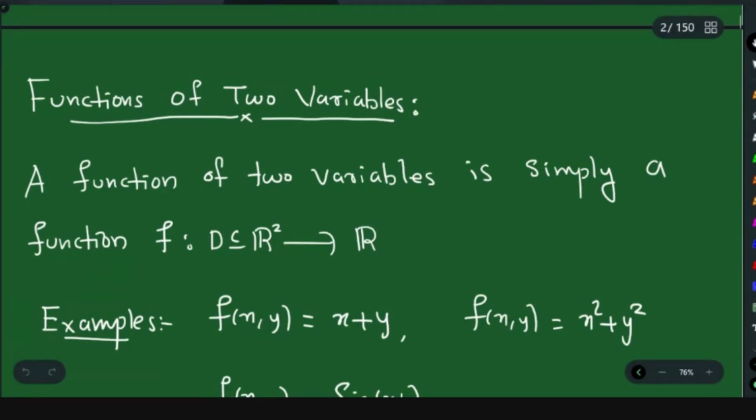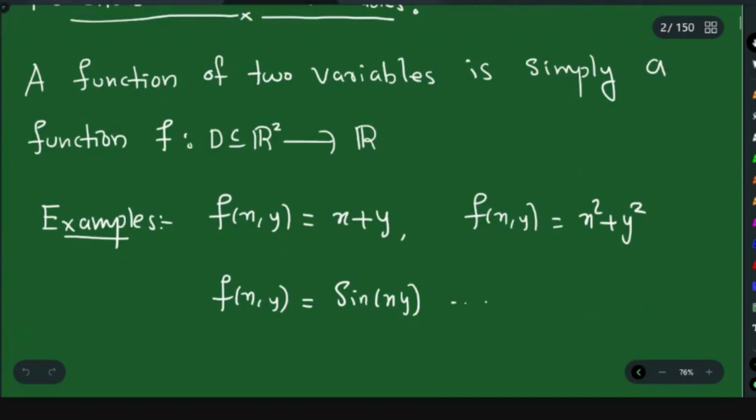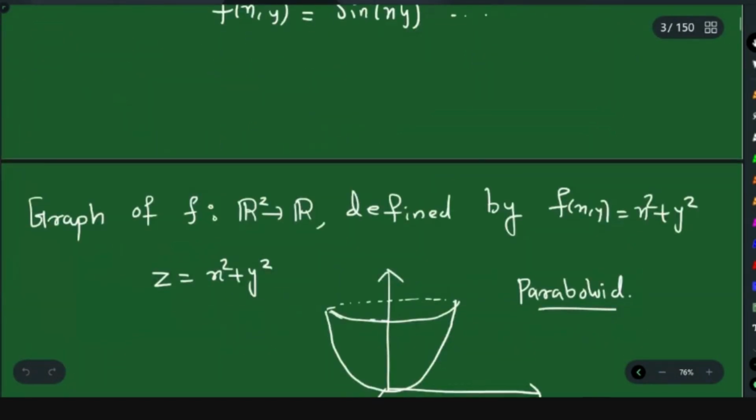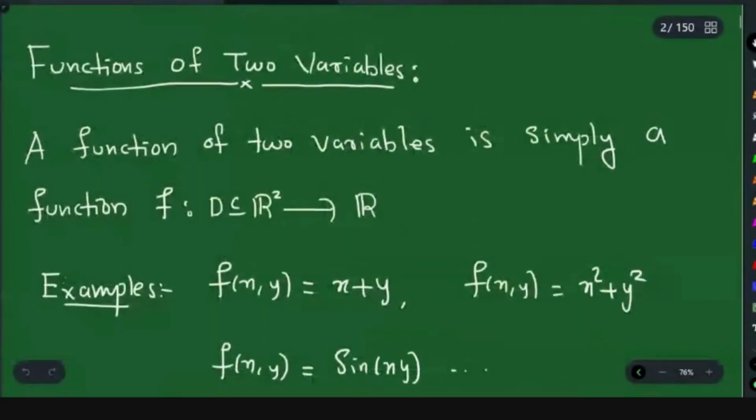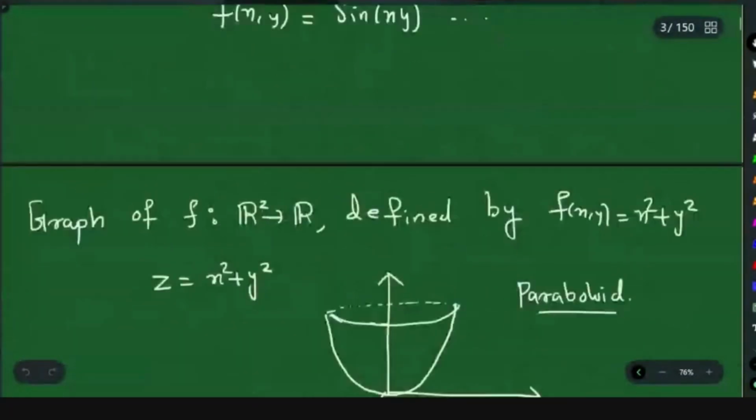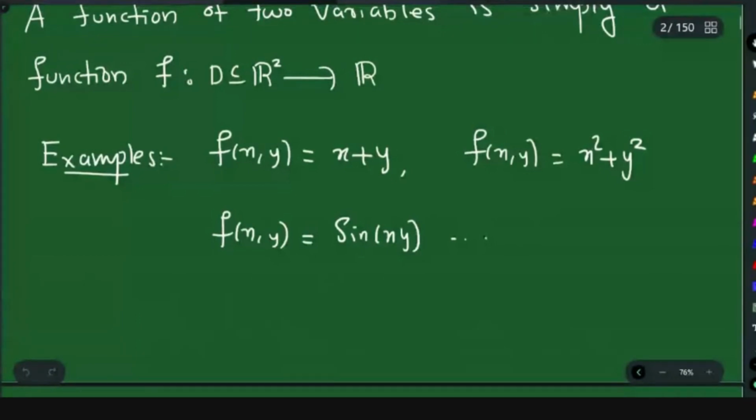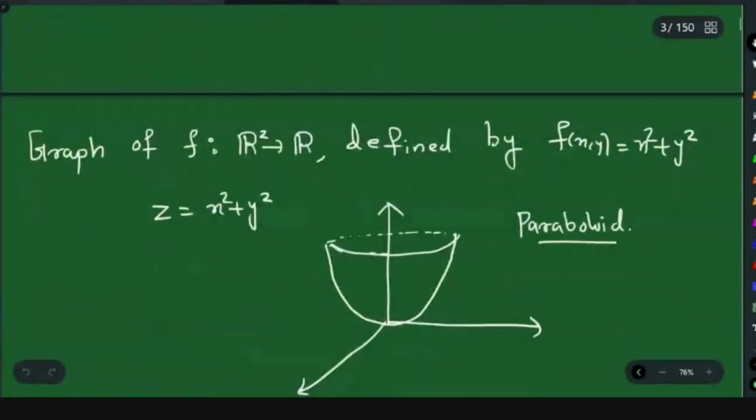These are some examples of functions of 2 variables. f of x, y is equal to x plus y. f of x, y is equal to x square plus y square. Now I will give you a brief idea about the graph of these functions. It's not easy to plot the graph of all functions. The graph of f from R2 to R is plotted here: f of x, y is equal to x square plus y square.